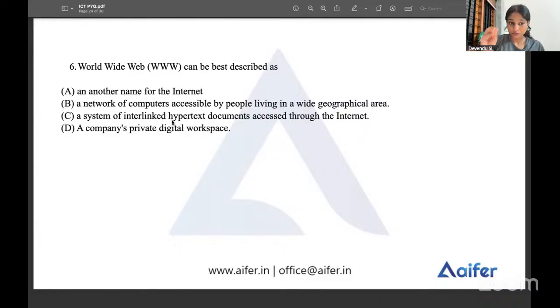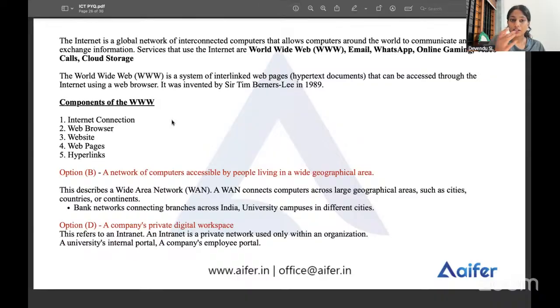It is the hypertext documents accessed through the internet. So on the internet we have documents, interlinked hypertext documents, which we call the World Wide Web. The internet is a global network of interconnected computers that allows computers around the world to communicate and exchange information.